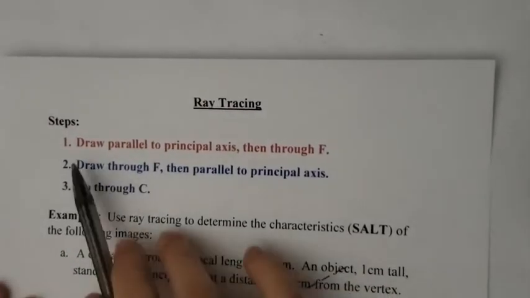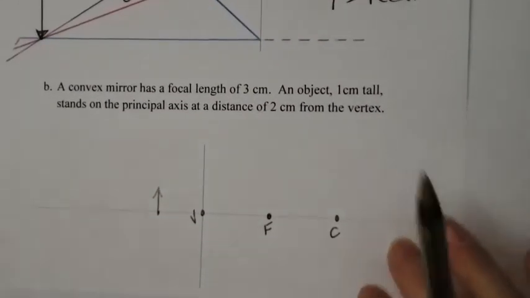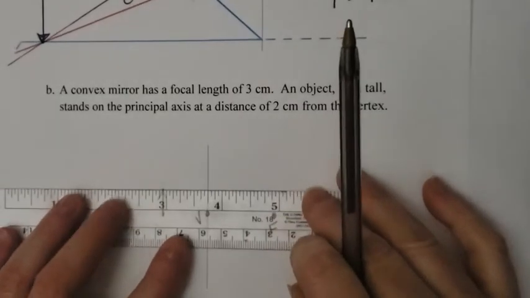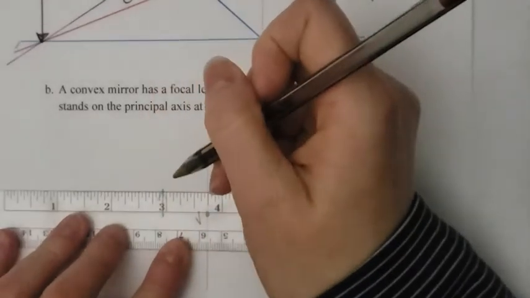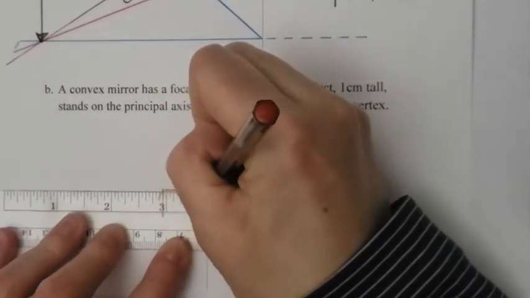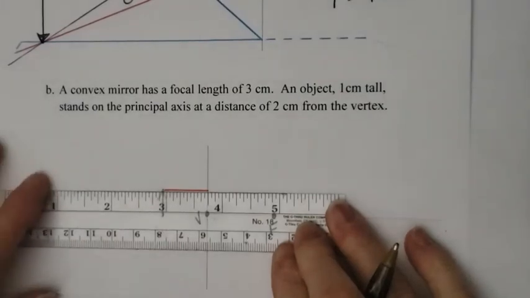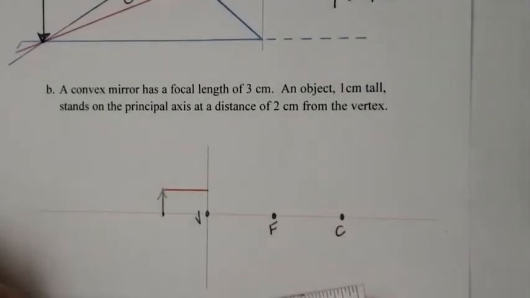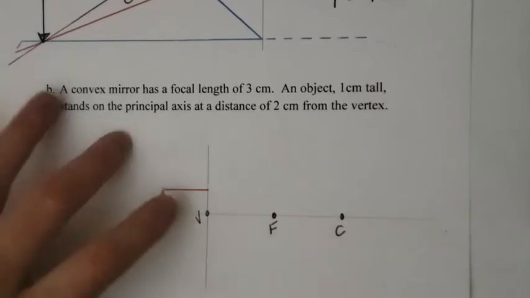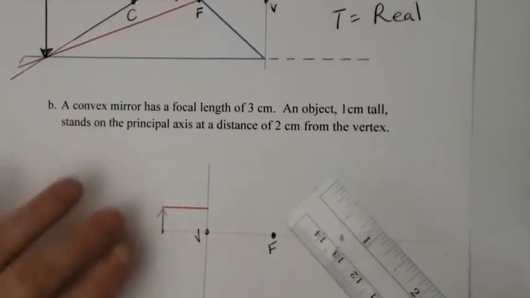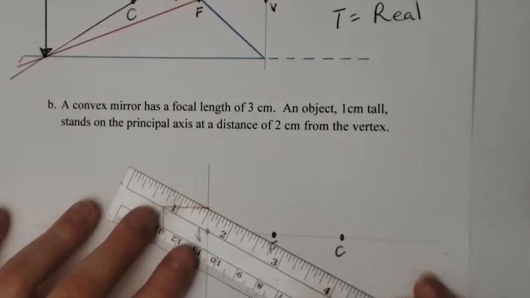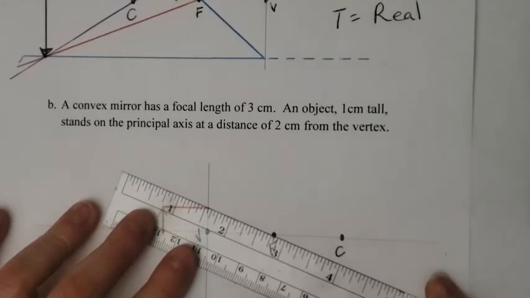So to review, our first step was draw parallel to the principal axis. Let's do that. So you just line up your ruler so it's parallel to the principal axis and it goes towards the mirror from the top of the arrow. And then what you do is you stop. Once you hit the mirror, you stop, you move your ruler and you readjust. And the second part says, then through F. So when we readjust, you're going from the mirror to F.